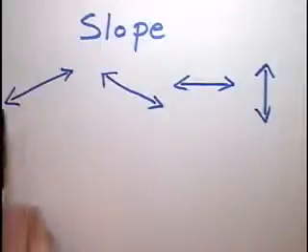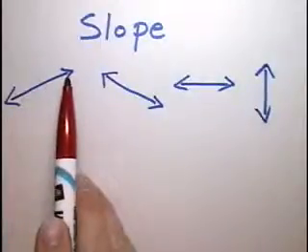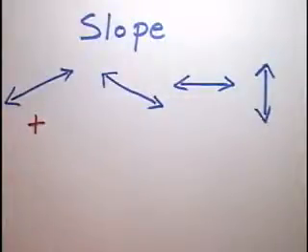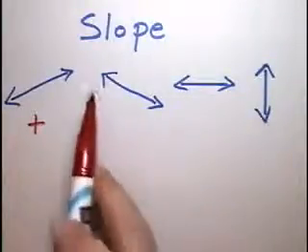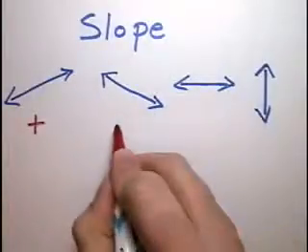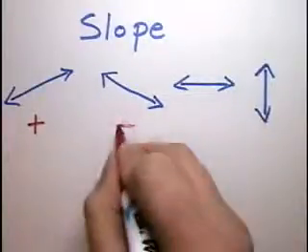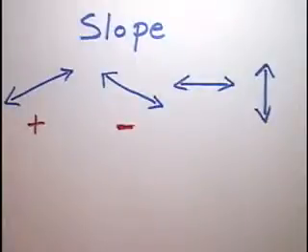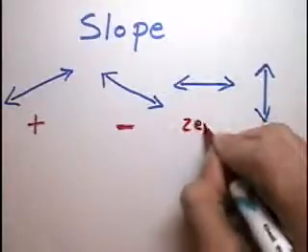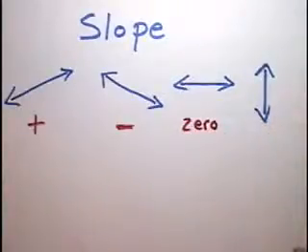If your line, as you look at it from left to right, goes up, you're going to end up with a positive slope. It's going to have a positive value. As you look at your line from left to right, if the line goes down, it's going to end up with a negative value. If you have a horizontal line, we're going to say that this has a 0 slope, or a slope equal to the number 0.